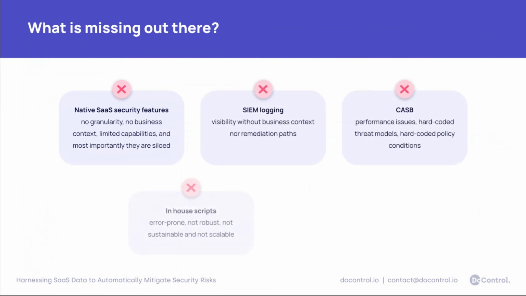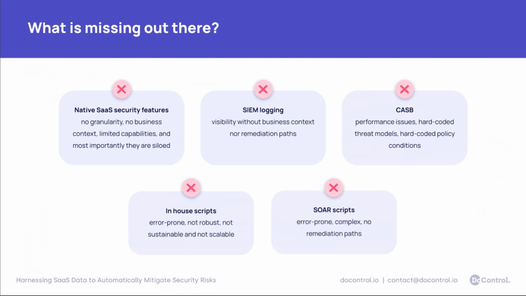So native SaaS security features, those are basically the SaaS application's pre-built functionality that lets you somehow manage those permissions or this data access mechanism. Those are minimal, they are not granular enough, very limited, and the most important thing is that they are siloed, right? If you have a mechanism in Google Drive, it will not cover other SaaS. So you don't have a single pane of glass to manage them all.